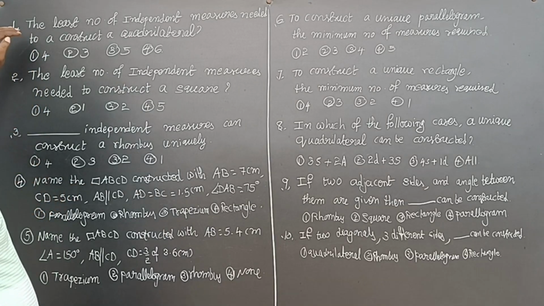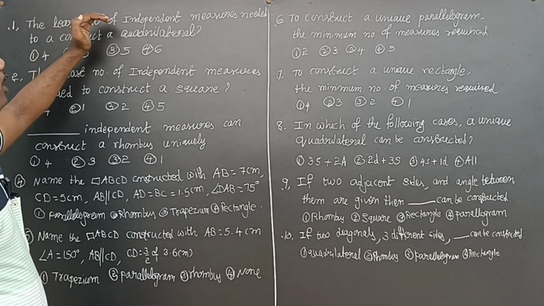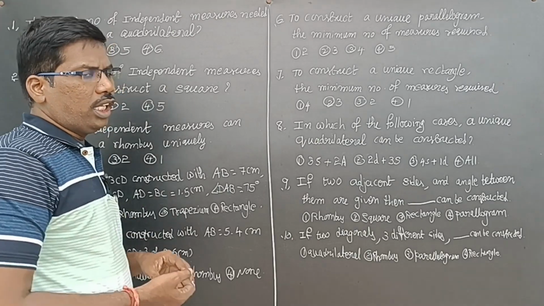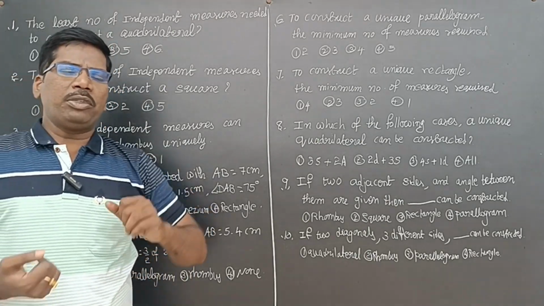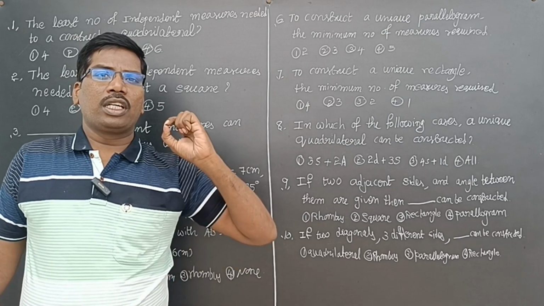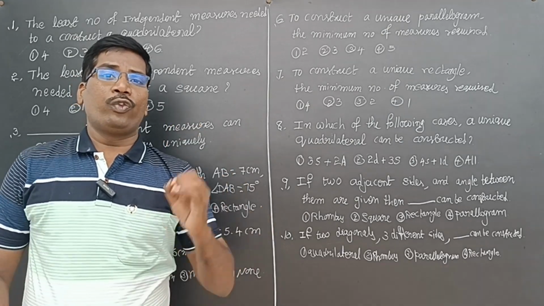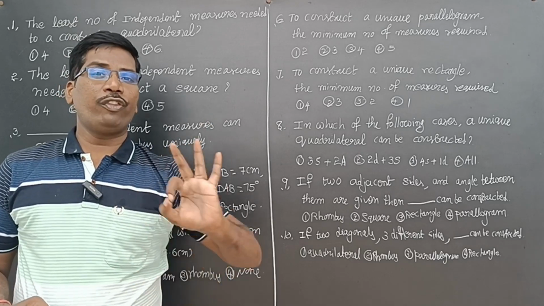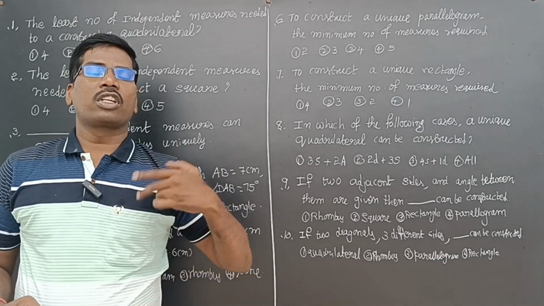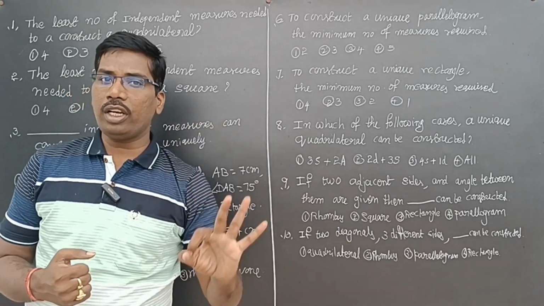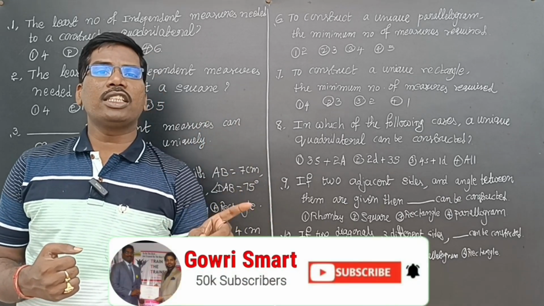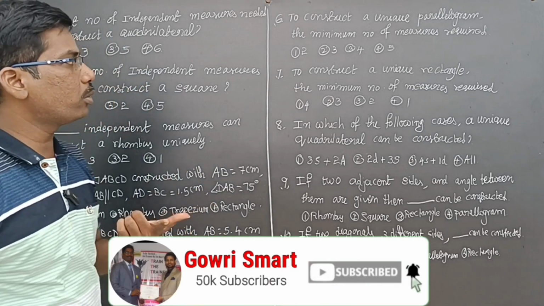Now let us see. The least number of independent measurements needed to construct a quadrilateral. See here, in the concept itself we have learned that for constructing a quadrilateral we need 5 independent measurements. 3 for the triangle and the remaining 2 for the remaining 2 sides. In the triangle itself one diagonal will be there, and the remaining 2 sides will be there.